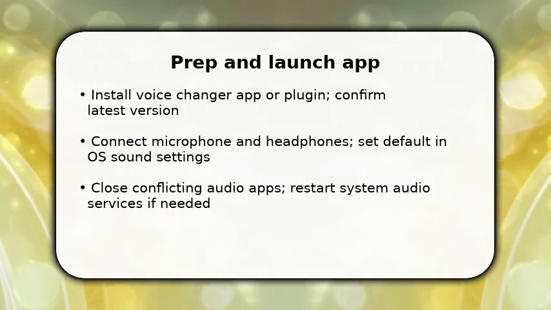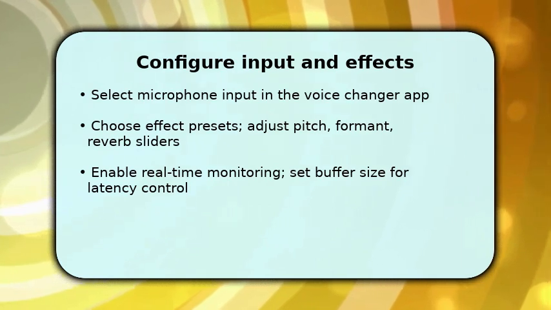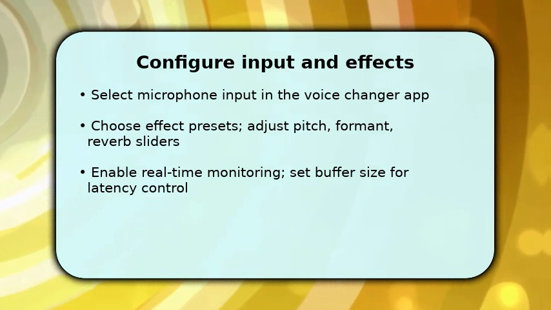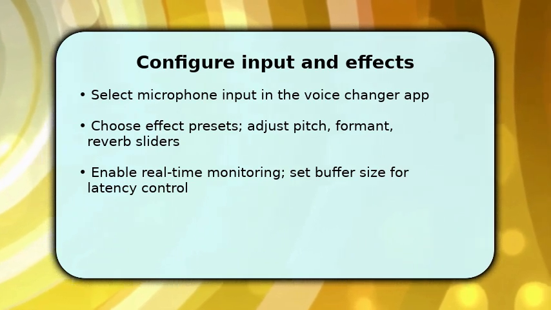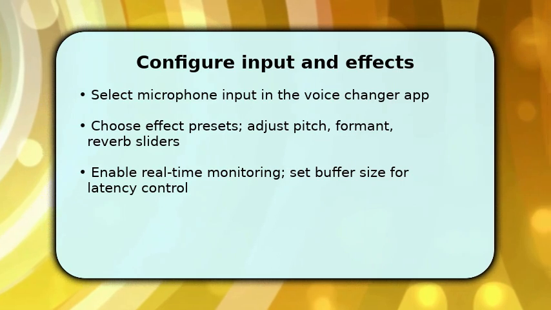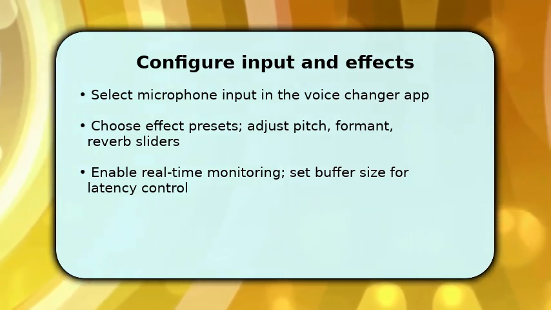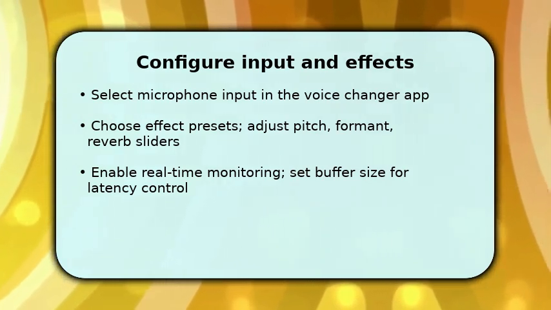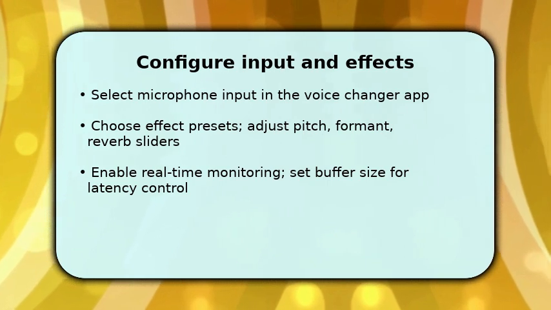Now you configure input and effects inside the app. Select your connected microphone as the input source, then choose an effect preset that matches the voice you want. Next, adjust pitch and formant to sculpt timbre, add small reverb for natural space, and tweak EQ if available. Enable real-time monitoring so you hear changes immediately. Finally, set buffer size low for minimal latency, but increase slightly if you get glitches. This balances responsiveness and stability.